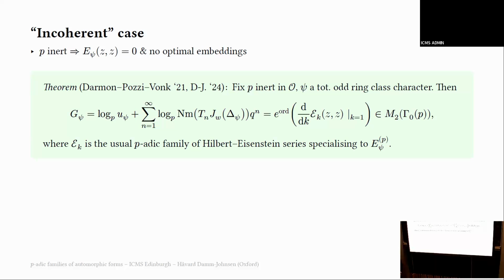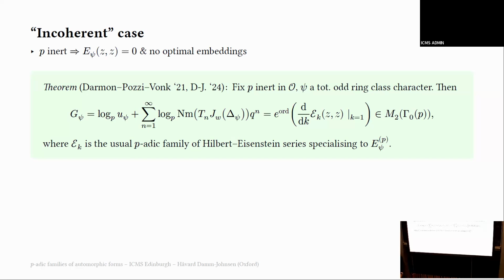So again, with psi a totally odd ring class character, if we run the Gross-Stark argument in a p-adic setting, we start out with a p-adic Eisenstein family, which goes through the same Eisenstein series from before. We take the derivative in weight space and evaluate at k equals 1. Then this is still an overconvergent modular form. I'm going to take the diagonal restriction like before, and this is some overconvergent modular form that you can write down quite explicitly.